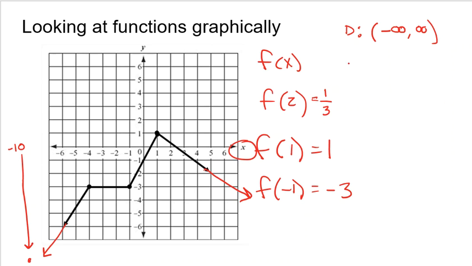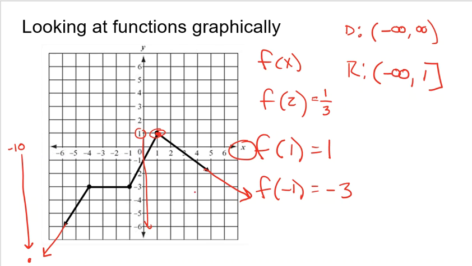Now, the range is the set of output values. Those are the y values, and we do see that the highest y value is 1. There is no y values greater than this 1 right here. And it does go down forever. These arrows, again, imply that it goes down forever. So the range would be -infinity to 1. And I'm going to put a bracket on that 1 because you are allowed to equal 1.